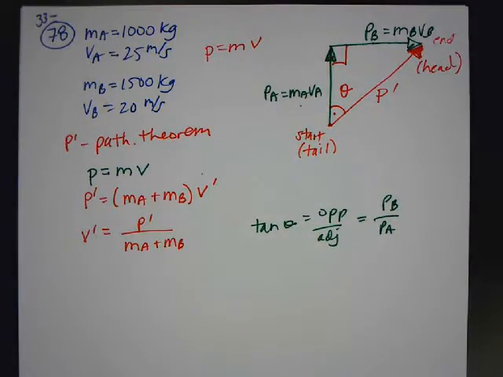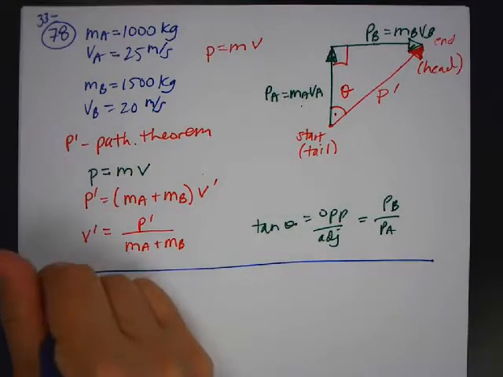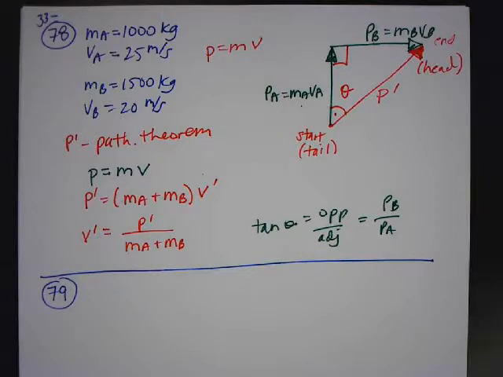So that's the simplest type of two-dimensional collision. It all has to do with your diagram and understanding vectors. So that's 78. All right, now we're going to look at 79. 79 is a little bit different.